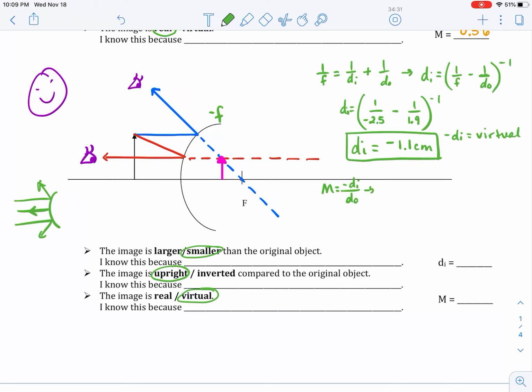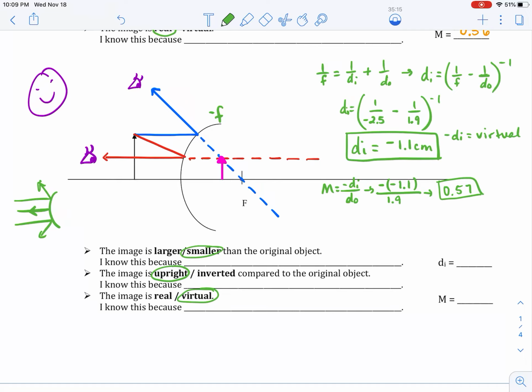The second calculation is our magnification using negative DI over DO. So we are going to plug in a negative of our calculated DI, which I'm going to write as negative 1.1, but you're actually going to use the unrounded number, whatever you got, divided by the distance to our object. And that is going to give you a value of 0.57 once we round that off.